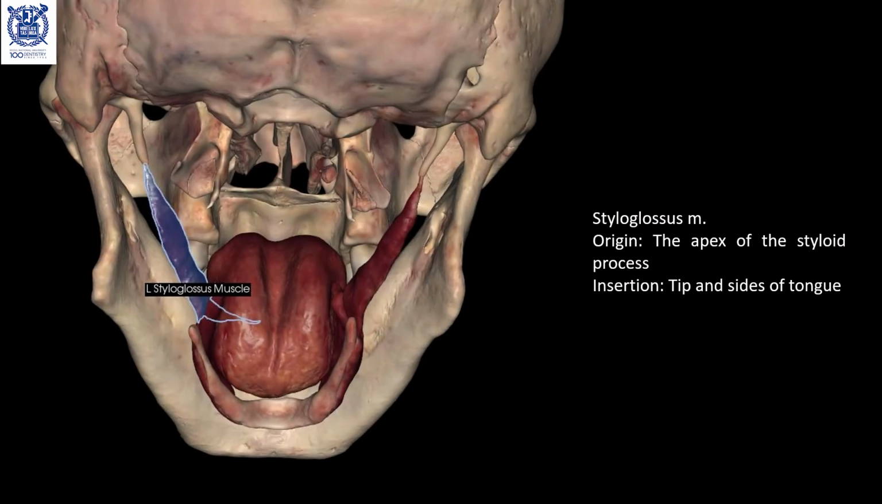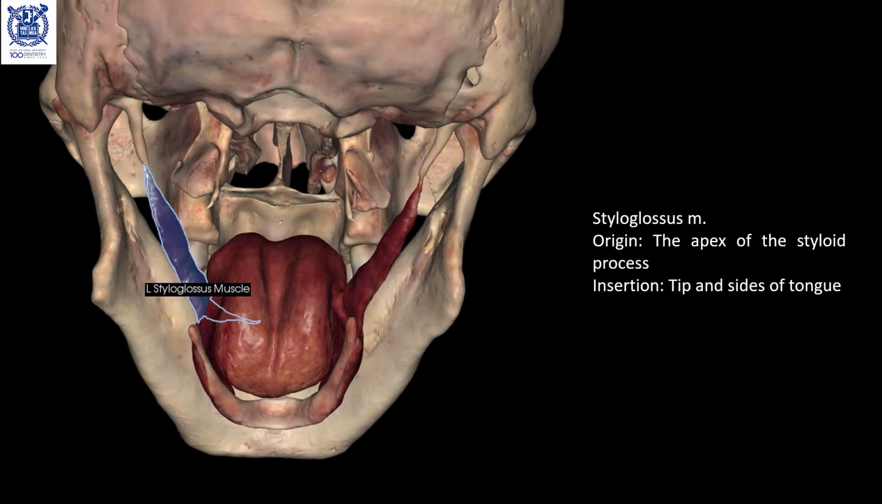Styloglossus muscle. This is the shortest and smallest of the three styloid muscles. It arises from the anterior and lateral surface of the styloid process near its apex, and from the stylomandibular ligament. Passing inferiorly and anteriorly between the internal and external carotid arteries, it divides upon the side of the tongue near its dorsal surface, blending with the fibers of the inferior longitudinal muscles of the tongue in front of the hyoglossus muscle.